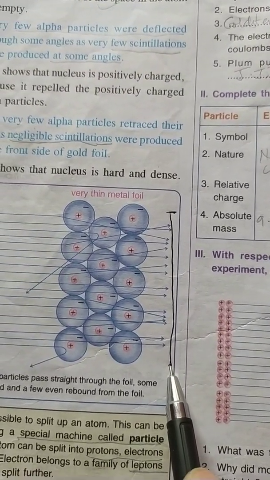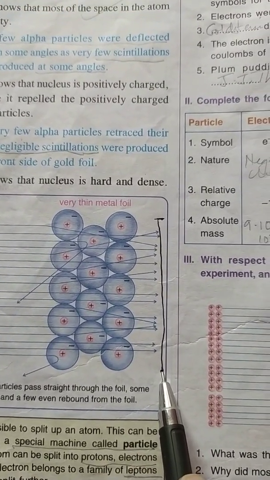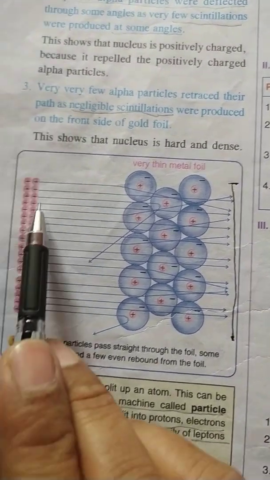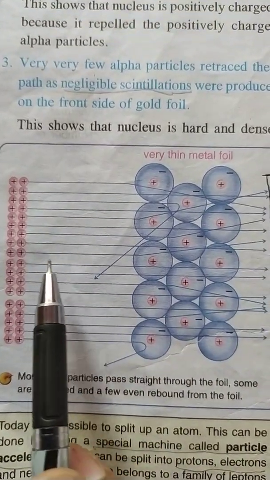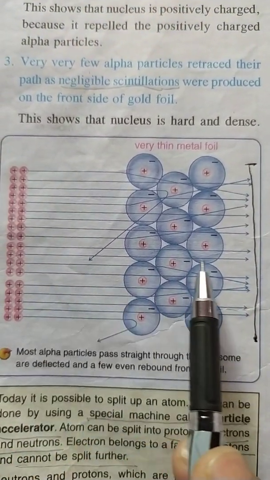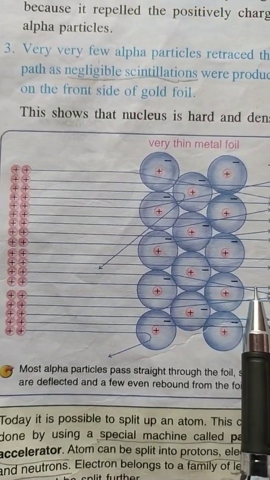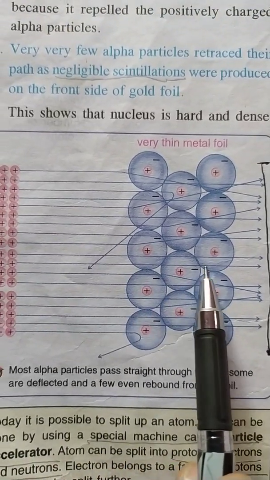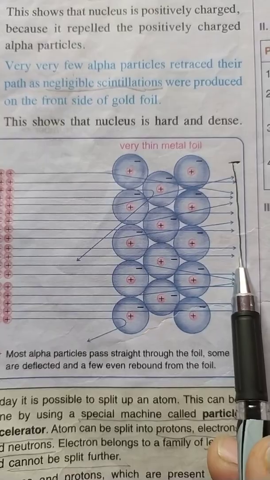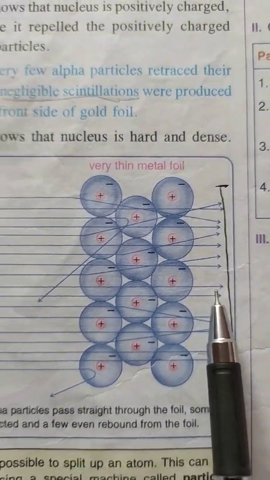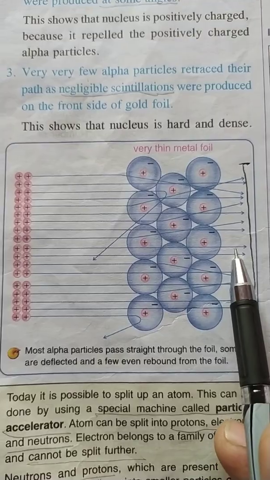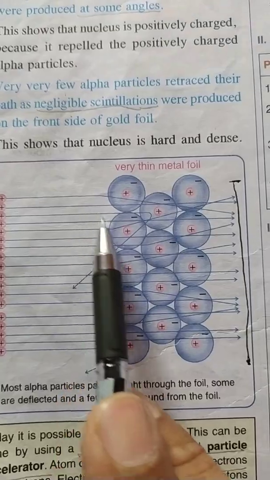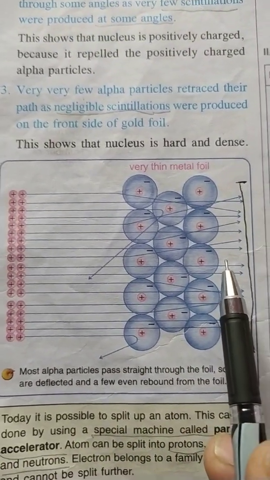Now, what conclusion or inference did Rutherford draw from his experiment? Firstly, he observed that most of the alpha particles pass straight through. Do you see here? All these arrows, these lines, are passing straight through the gold foil and hitting the zinc sulfide screen. So most of the alpha particles passed in straight lines through the gold foil.